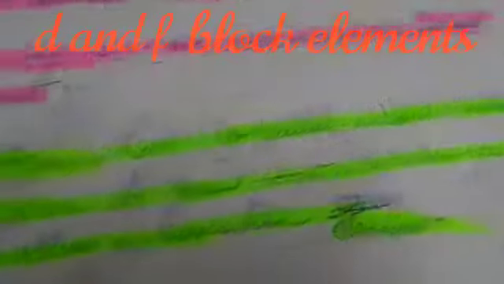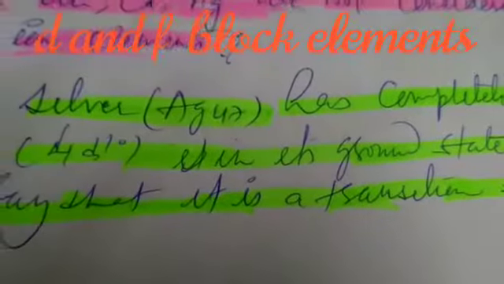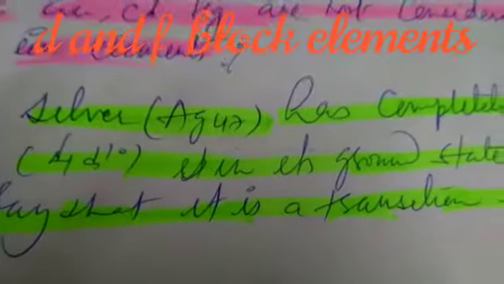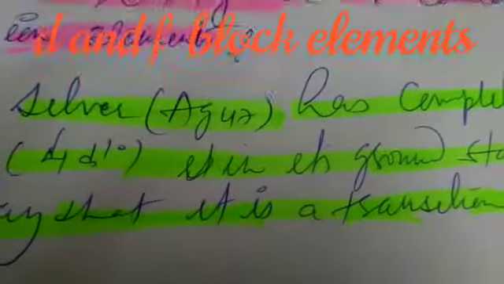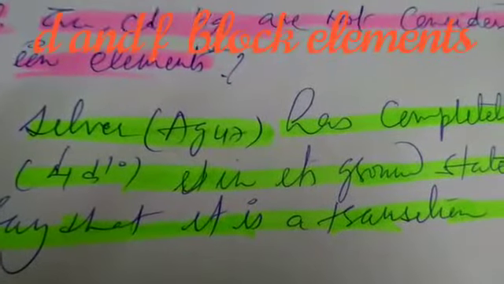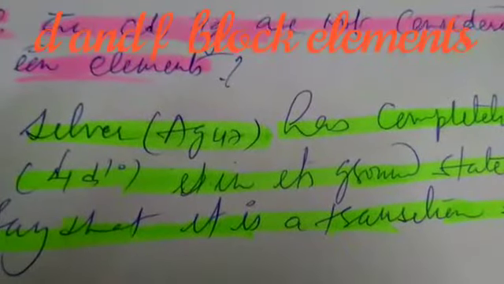Now, silver has a completely filled d orbital, 4d10, in its ground state. How can you say that it is a transition element? Because silver exhibits two oxidation states, as in Ag2O and AgF2. In Ag2O there is a +1 oxidation state, and in AgF2 there is a +2 oxidation state. In the +2 oxidation state, the configuration becomes 4d9, in which the d orbital becomes incompletely filled. Hence, silver is a transition element.